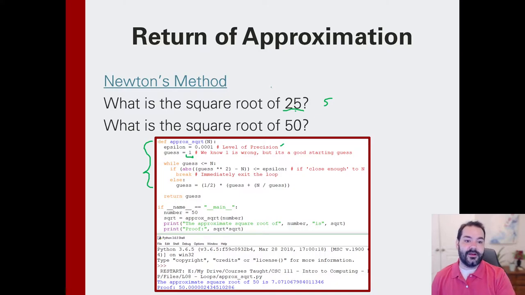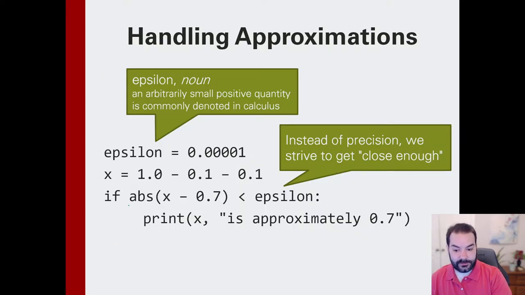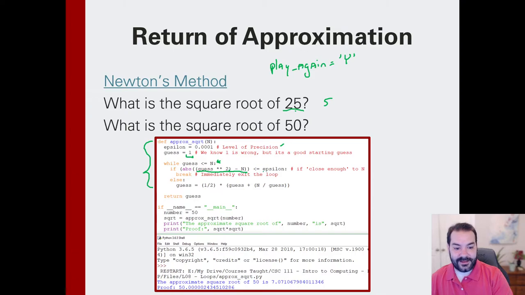Just like when we said something like, we'll start with play again equaling yes, it just means start our loop, and then we continue to run through that. So in this case, our guess is 1. 1 is less than 50. So we ask it to run through this simple question. First, if our guess squared minus n, very similar to what we saw here, is less than our epsilon, then we are now close enough to our approximation.